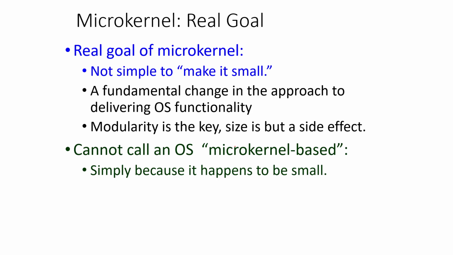So the real goal of microkernel is to make it small, make it flexible, right? So the real goals would be small and flexible. This is fine, right? But it is not simple to make it small. That is the main issue. To make it small is not simple at all, because this fundamentally changes the way in which we create and deliver OS functionality, where modularity is the key, but size is just a side effect. So we cannot call an OS microkernel based just because it is small, but again, it needs to show the flexibility features that we have been talking about.